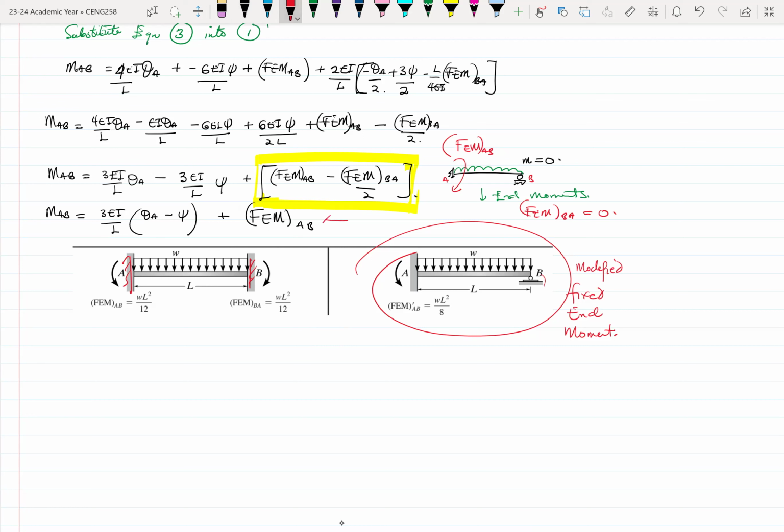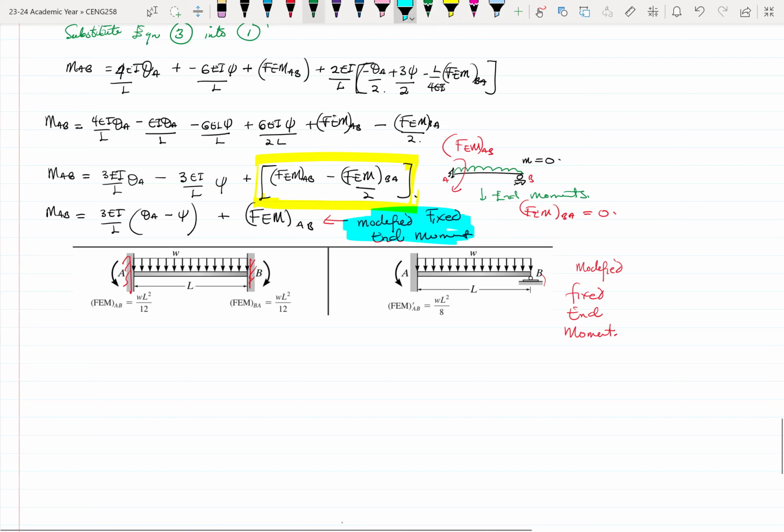But this is a modified fixed end moment. It is not the same as the one we had previously. So please take note of it. So there's a modified fixed end moment. If we had a case whereby there was a UDL on the beam, then that modified fixed end moment would have been WL squared over 8.